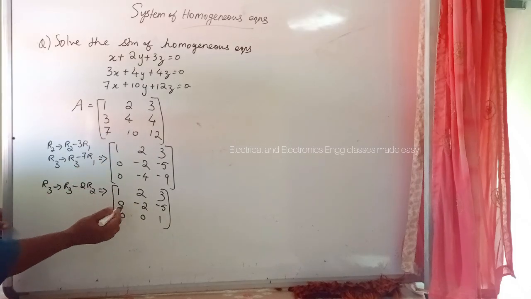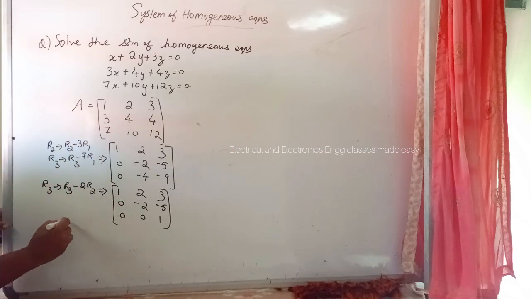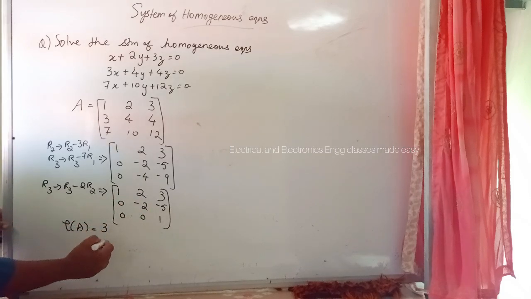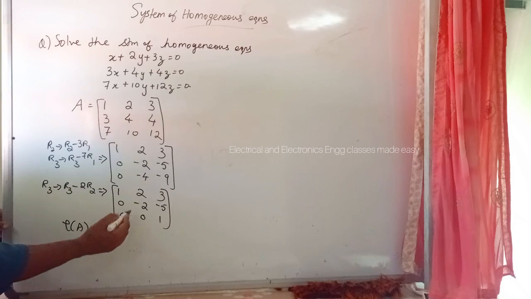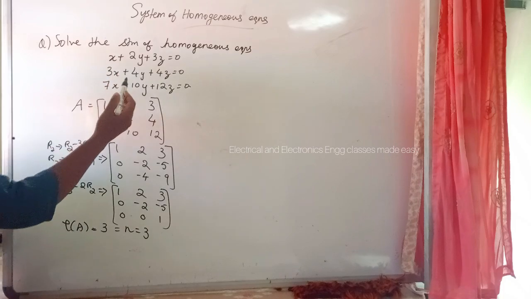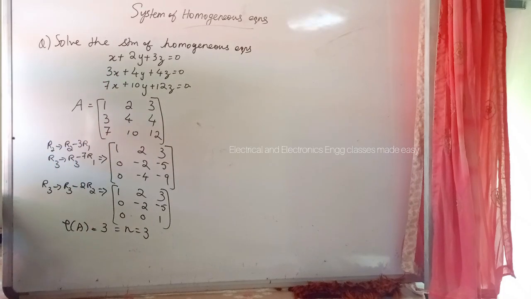So here we can find the rank of A. That is, here rank of A is equal to the number of non-zero rows. That is, here non-zero rows are equal to 3. And here which is equal to the number of unknowns. So number of unknowns also equal to x, y, z. That is, number of unknowns equal to 3 here.